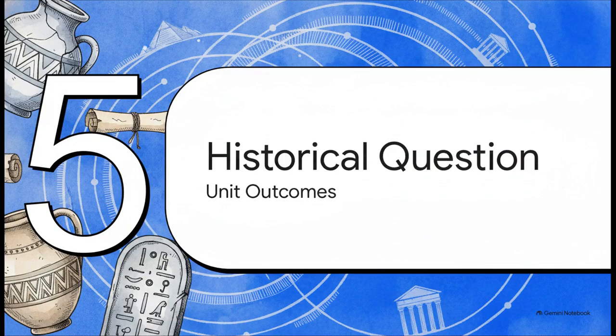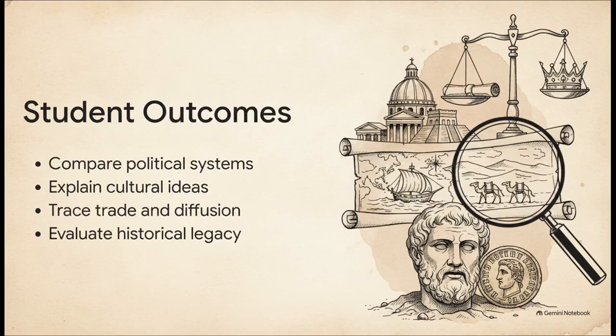Which finally brings us to Section 5, the big historical question. This is where we bring everything we've talked about today together to reveal the core focus of your ancient history curriculum. By the end of this journey, you are going to possess some serious analytical firepower. You're going to be able to seamlessly synthesize information from maps, timelines, and ancient documents to compare political systems side by side. You'll trace how a single invention or a revolutionary idea diffused across entire continents, and ultimately, you'll be able to evaluate the true historical legacy of these fallen empires.